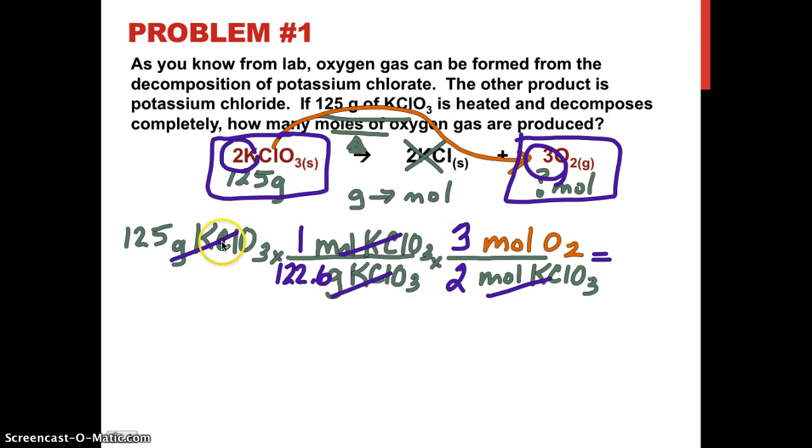Now, when you find the answer here, please remember that you're multiplying all of your numerators and then dividing by your denominators. Don't enter stuff into your computer and then round it and re-enter it and clear it out and so forth. It's going to be 125 times 1 times 3 divided by 122.6 divided by 2. When you do that, your answer is going to be in 3 significant figures, and you can check that on the answer document online.